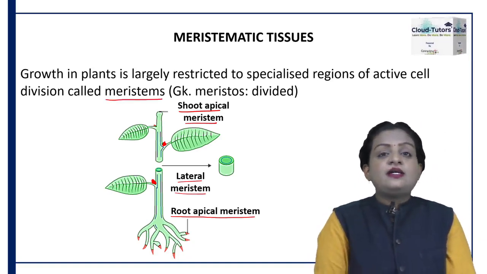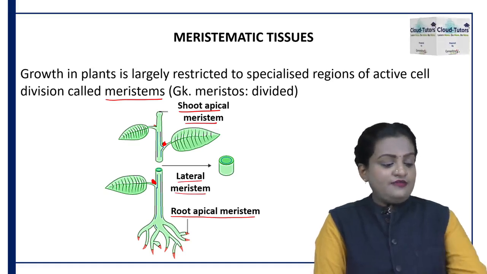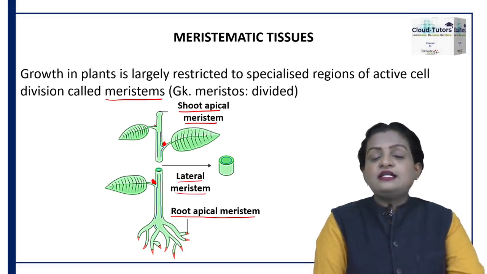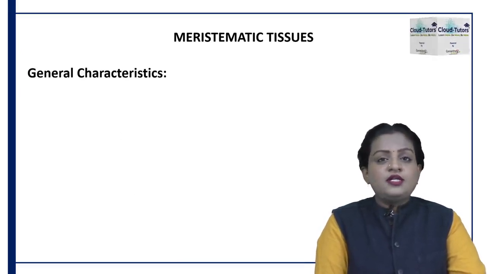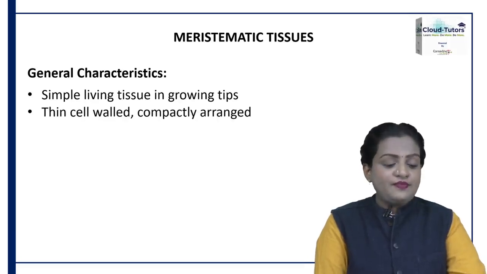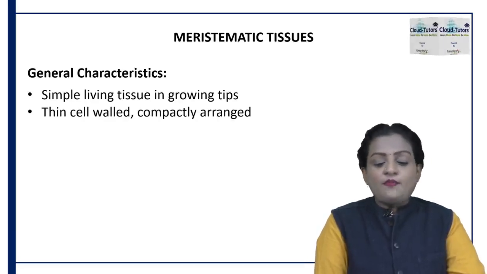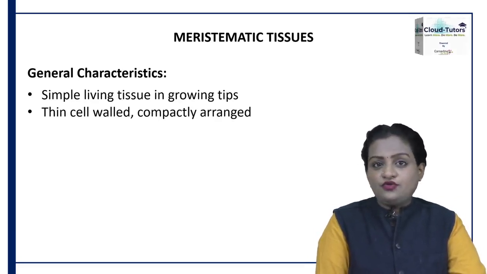Like this, there are certain regions where you find actively dividing cells in the plant body, and these regions are known as meristems. When we talk about meristem, we also have to see what the main characteristics are. Generally, how do they look? First, they are simple living tissues in growing tips. They have thin cell walls, compactly arranged. Thin cell wall, and the cell wall is made up of cellulose.